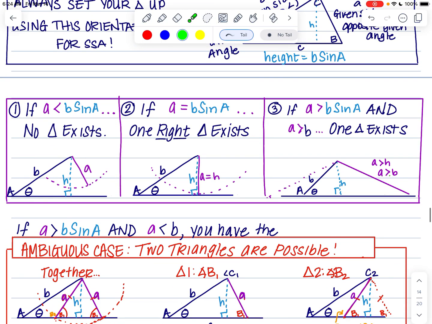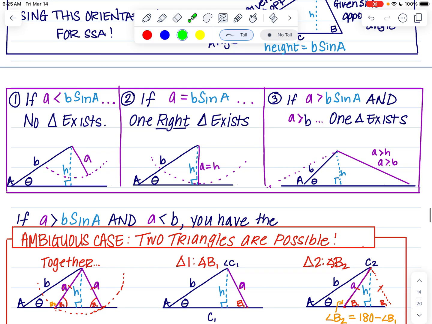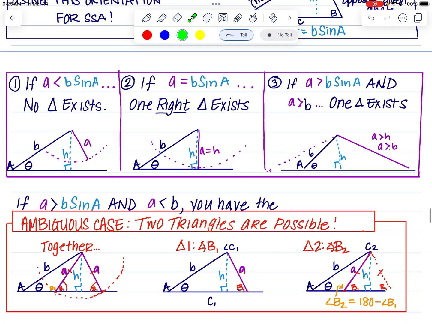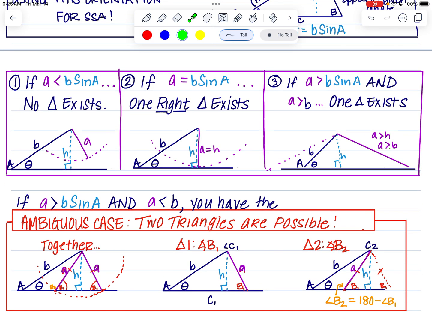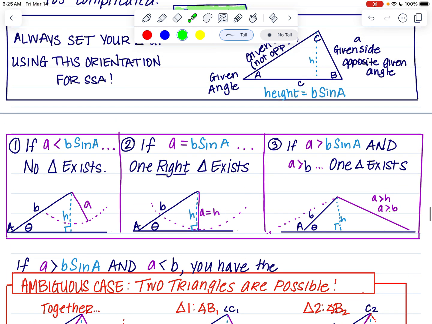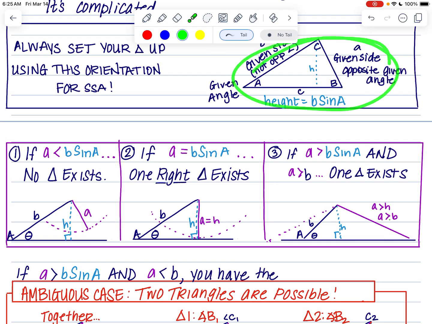Now, once you have identified the height, b sine of a, you need to compare it to some things. So, if side A, as we have it set up like I have up here, you want to make sure you have it set up that way. We're looking at the side that you're given that's across from the given angle. If that length is less than the height, you don't have a triangle.